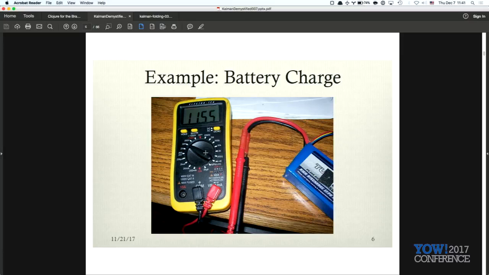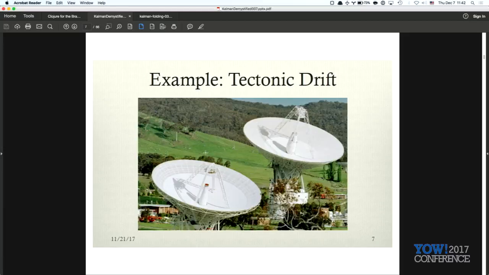There are probably 50 Kalman filters in your smartphone. The GPS, the accelerometer. How does it know the pose of the phone from the GPS and the accelerometer? It's Kalman filtering. How does it know when to warn you to turn off your Wi-Fi so you don't burn the battery down? There's a Kalman filter in there that does exactly this computation of charge from observed voltage.